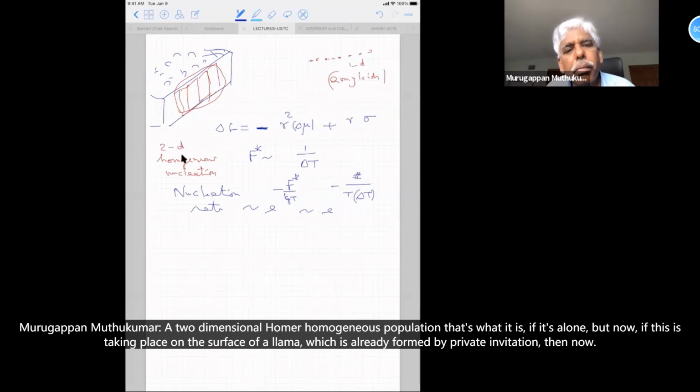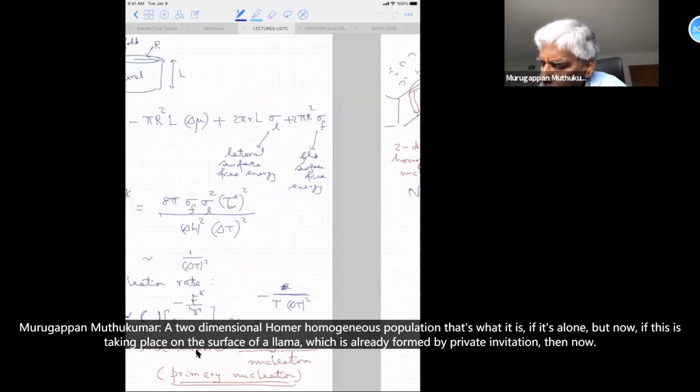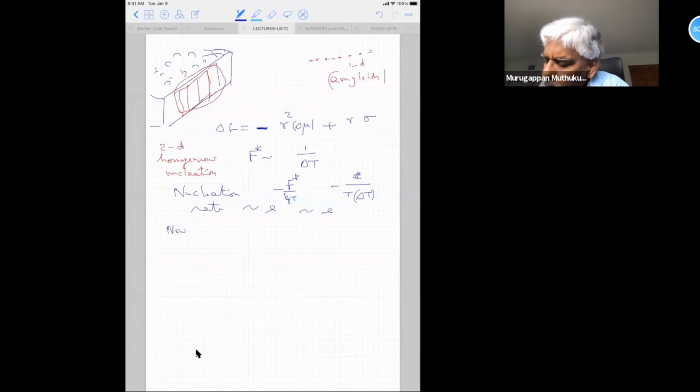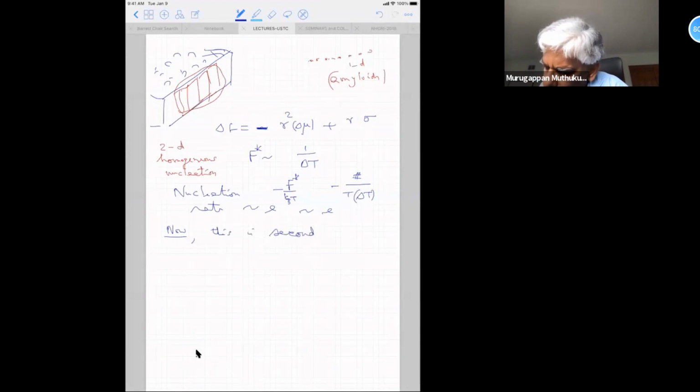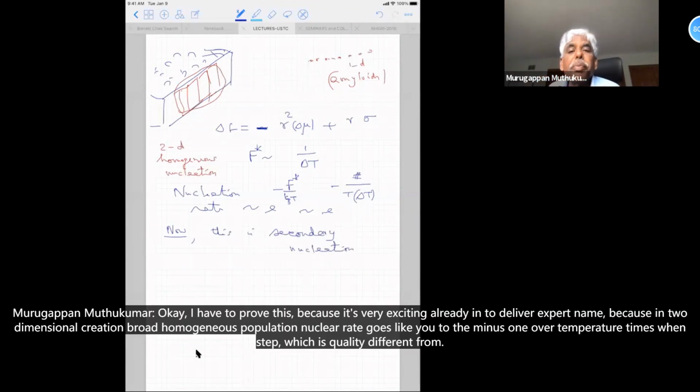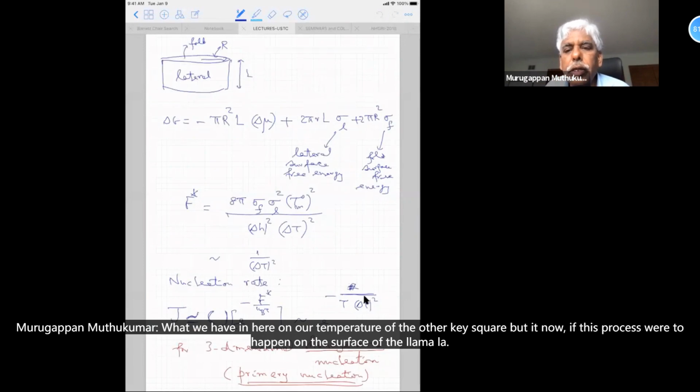But now, if this is taking place on the surface of a lamella, which is already formed by primary nucleation, then this is secondary nucleation. I have to prove this, because we are expecting already, intuitively, that in two-dimensional nucleation growth, the homogeneous nucleation rate goes like e to the minus 1 over temperature times quench depth, which is qualitatively different from what we have in here, 1 over temperature times delta T squared.